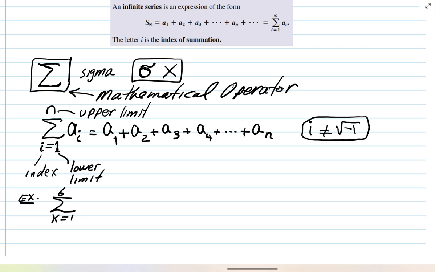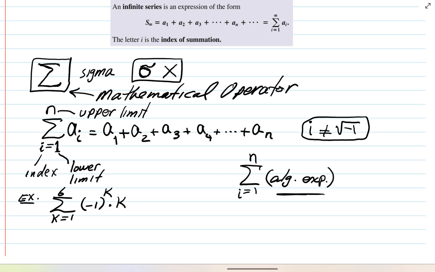And let's say I'm going to make something up here. Let's say my expression in front of sigma is going to be (-1) to the k times k. And that's what usually happens. You typically have sigma, and then you have some algebraic expression in front, and k equals 1 to whatever, let's say n. That algebraic expression is what sigma operates on. Okay, so this is the expression that I have.